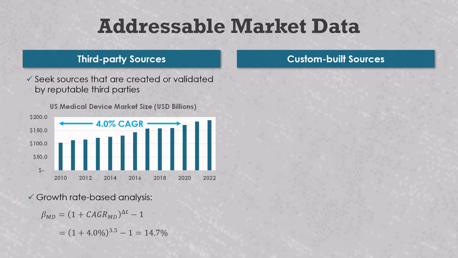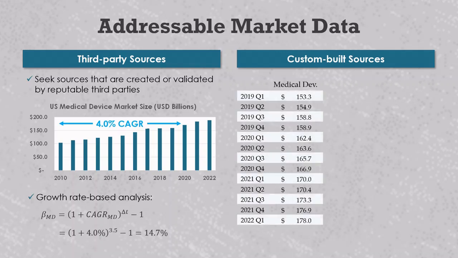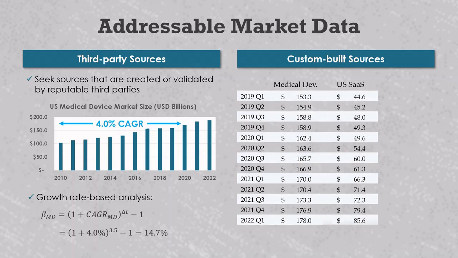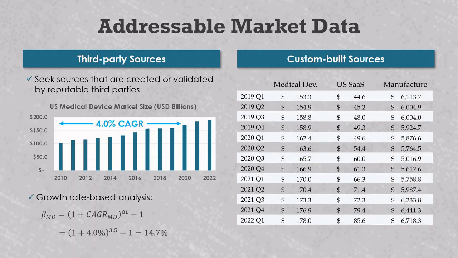Now, the alternative is to build your own addressable market datasets. You might maintain a set of medical device numbers that look like this, or you might manage several datasets, one for each of your target industries. I think that this approach is particularly interesting for limited partners. You can build a handful of datasets like this and use them as standard benchmarks to evaluate all your private equity deals and managers.